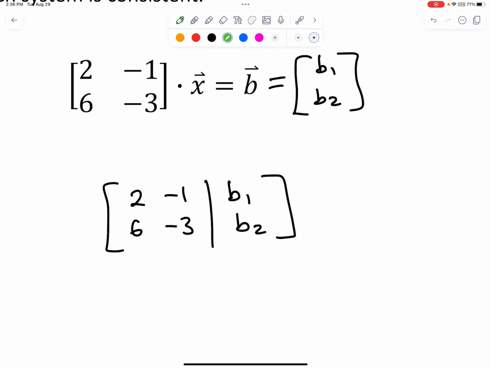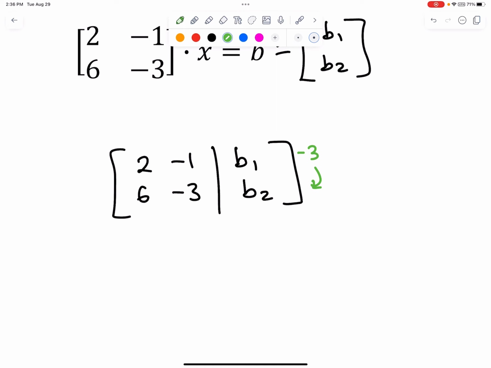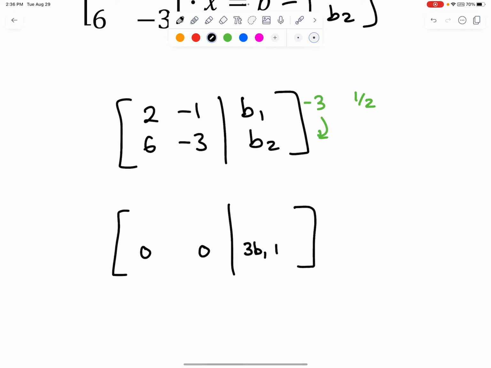So I'm going to begin by doing minus 3 times the first row, add that to the second row. That's to get a 0 where that 6 is. And then after that, in the same step, I'm going to cut the top row in half. So I'm actually doing 2 row operations at once. Well, I'm doing one at a time, but in the same step. So negative 3 times 2, add to 6 makes a 0. Negative 3 times negative 1 is 3, add to negative 3 makes a 0. Negative 3 times b1, add to b2. So let me give myself a little bit more space here. Negative 3 times b1, add to b2. So that's going to be my new entry right here. And then I'm going to multiply the top row by a half. So you have a 1, a negative 1/2, and a 1/2 b1.